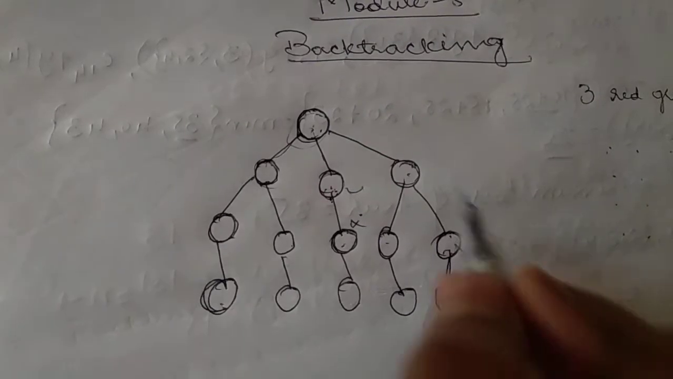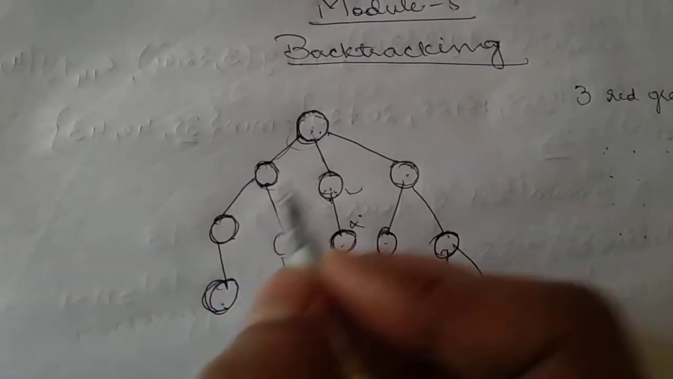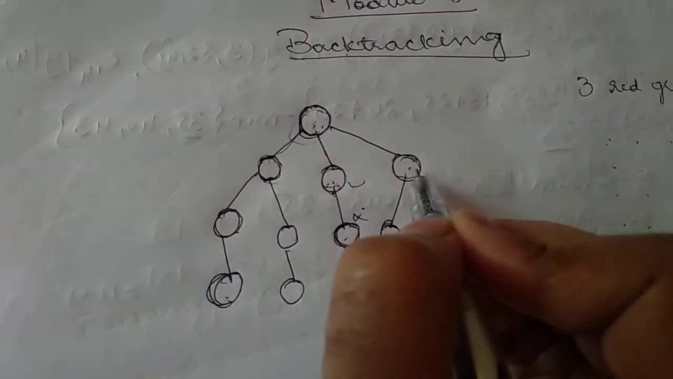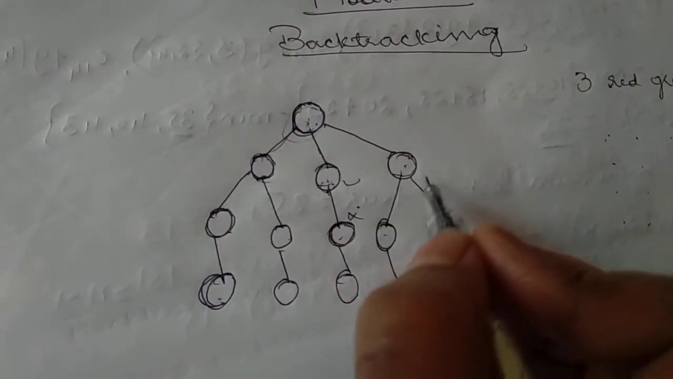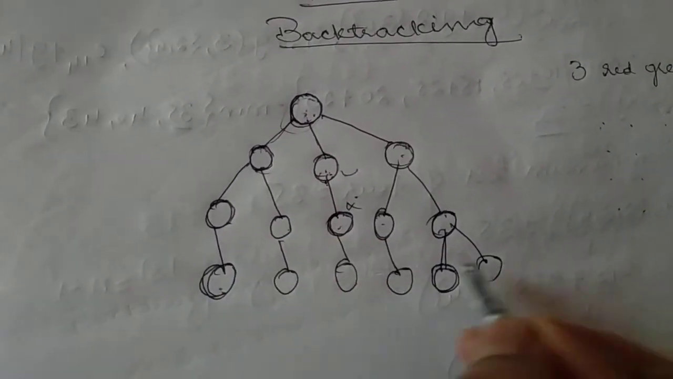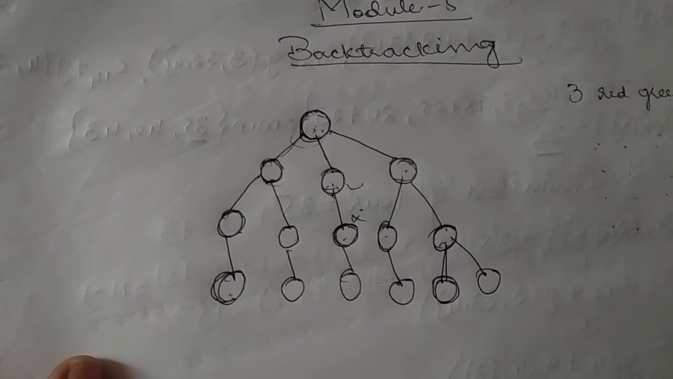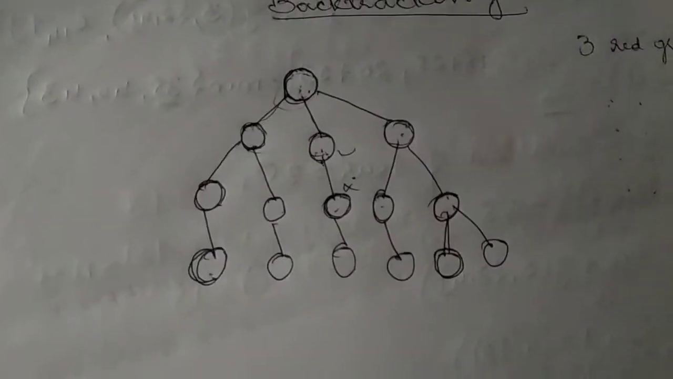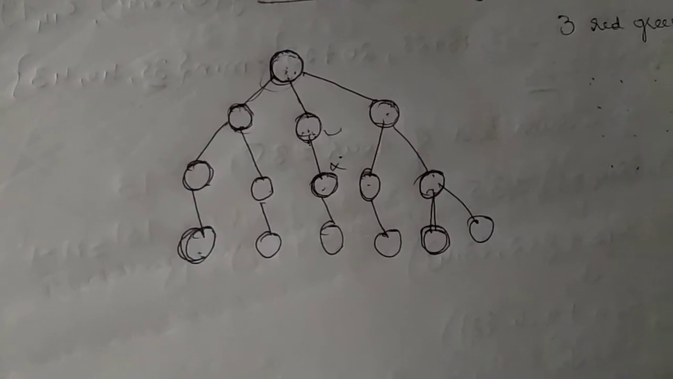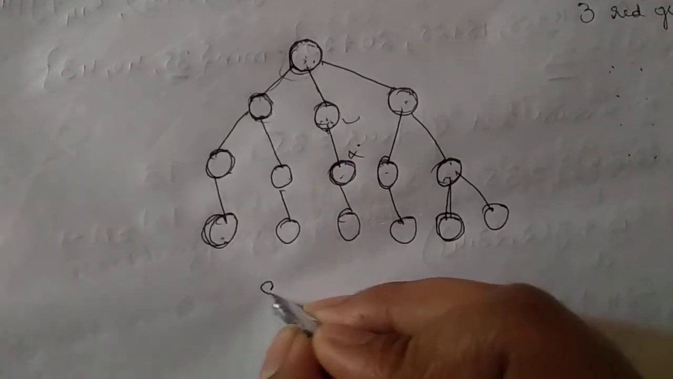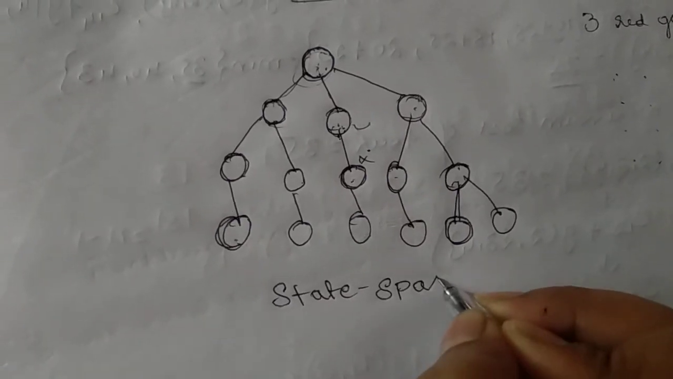You will get so many solutions, but these are partially constructed. See, from here I'll split these. These are partially constructed. From all these things I'll get the original solution. Always we'll construct this kind of problem using trees. That tree will be called a state space tree.